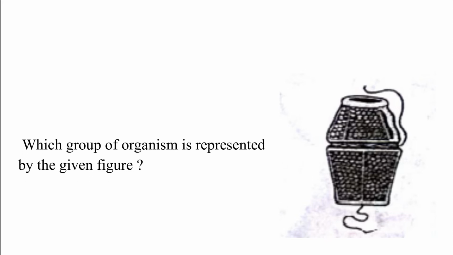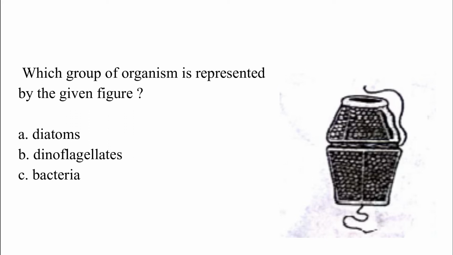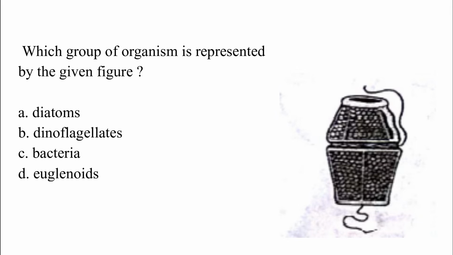Which group of organisms is represented by the given figure? Option A, diatoms; option B, dinoflagellates; option C, bacteria; option D, euglenoids. The correct answer is option B, which is dinoflagellate, because they have two flagella. One is situated longitudinally and the other transversely in this figure.